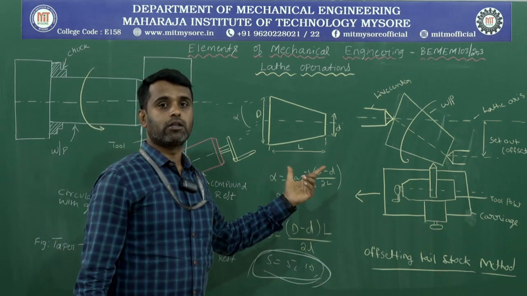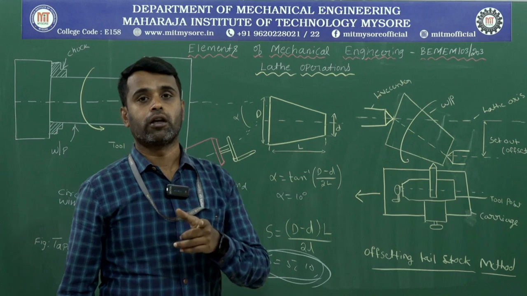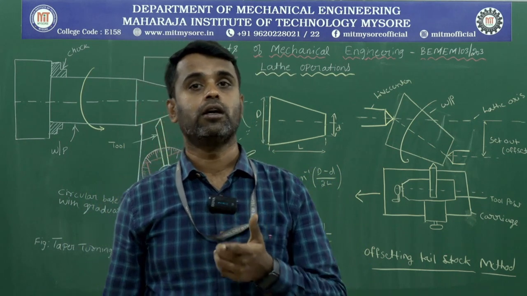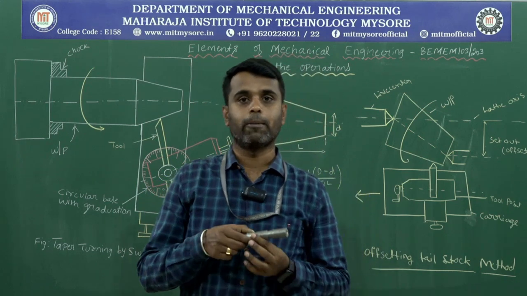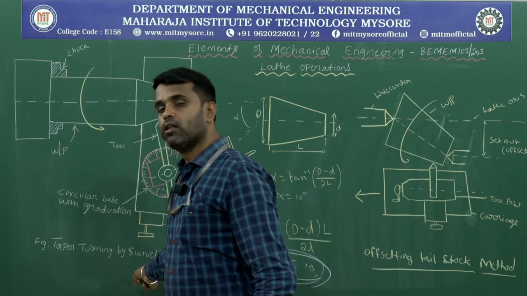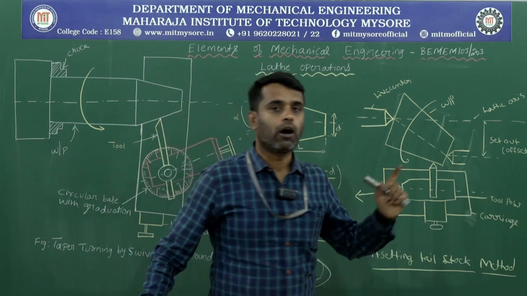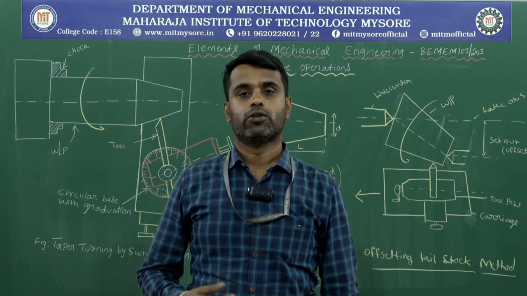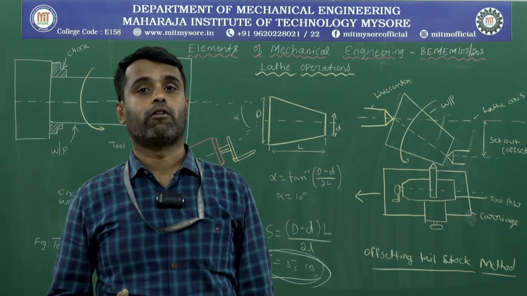These two methods are used for producing the conical surface on the cylindrical workpiece material. That operation we call the taper turning operation. We can make a taper on the cylindrical workpiece, carried out either by swivelling the compound tool rest or by offsetting the tailstock. So these are the operations that can be performed on the lathe.